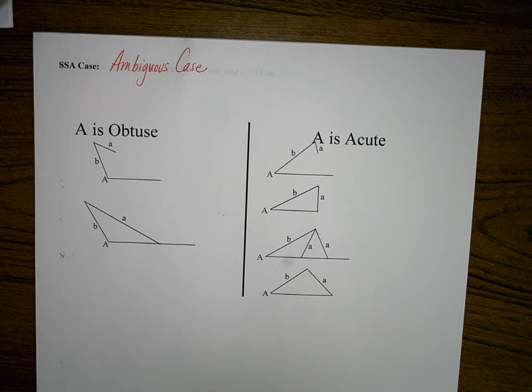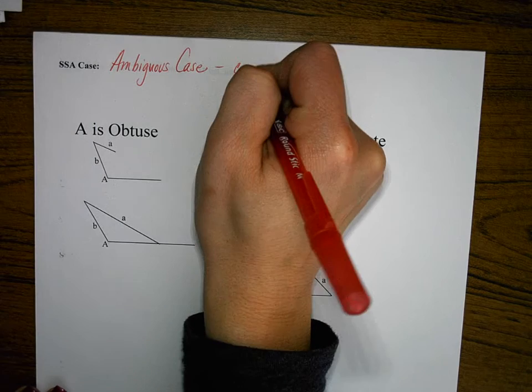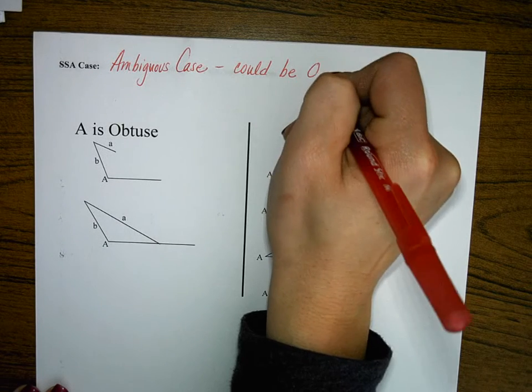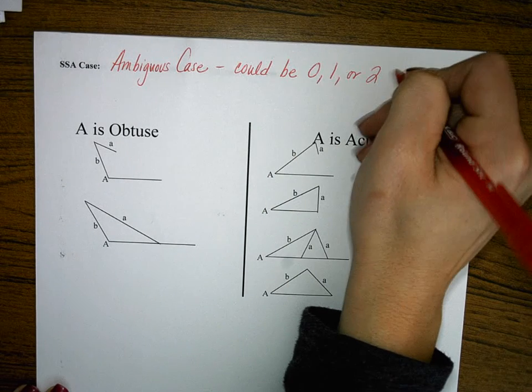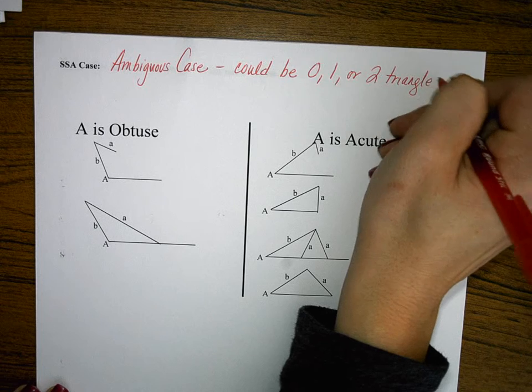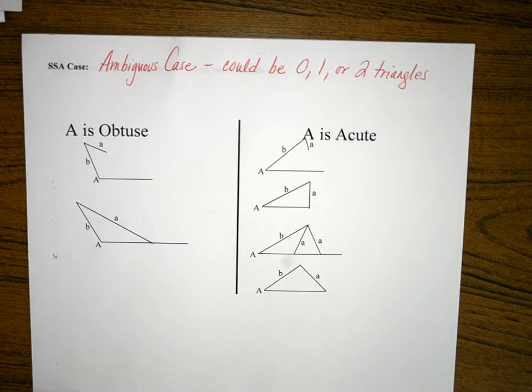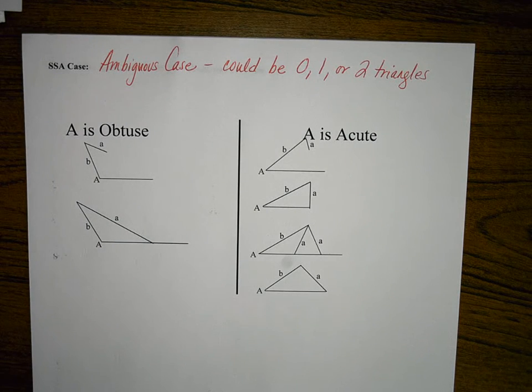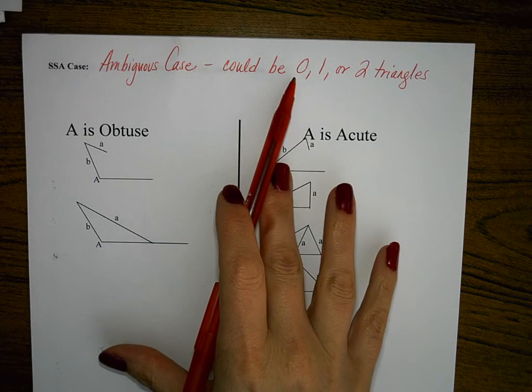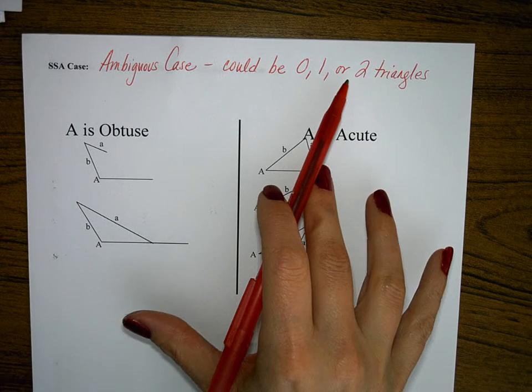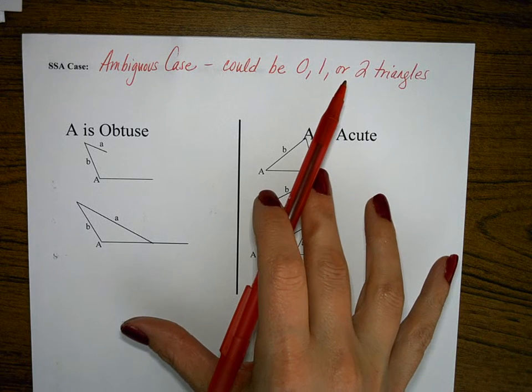In the ambiguous case, there is a possibility. This is a situation where there could be 0, 1, or 2 triangles. Side-side angle is the only place that this can happen. There might not be a triangle at all. We might only have one, or we might have possibly 2 triangles that can be solved.